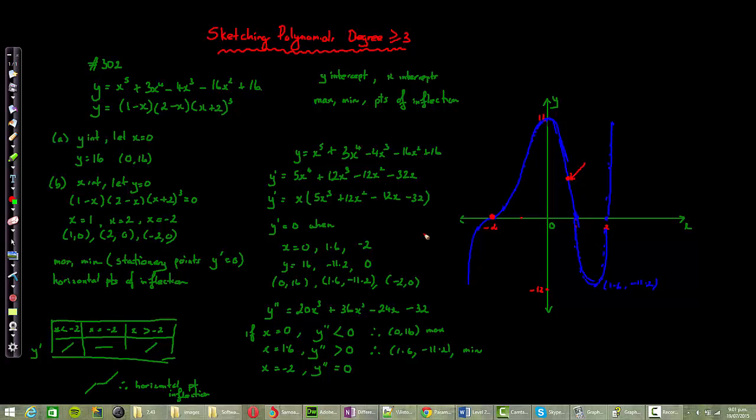So how do we find out that point? Well, this is a non-horizontal point of inflection. So how do we find that? Well, what we have to find is when the second derivative is equal to 0. Okay, now we've got one point here where it's equal to 0, but there should be another point also here.